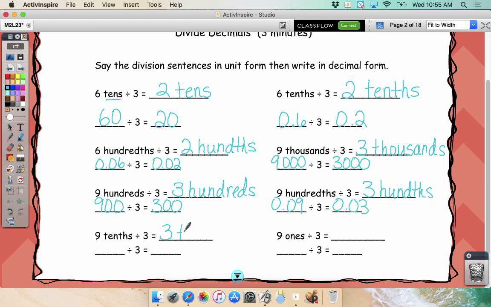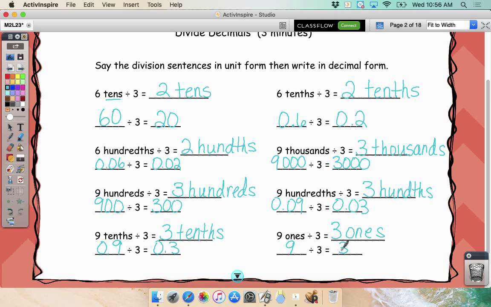3/10. And how do I write that in standard form? 0.9. And good. Okay, table 3. 3 ones. 3 ones? And how do I write this problem? 9. 3. Very good. Okay, you remember how to do this?